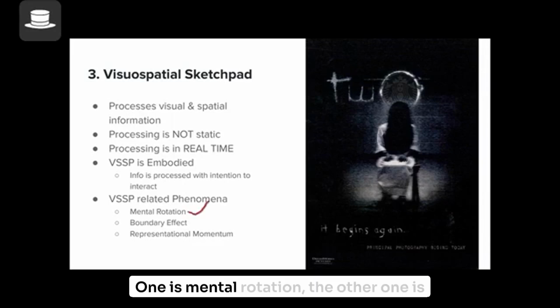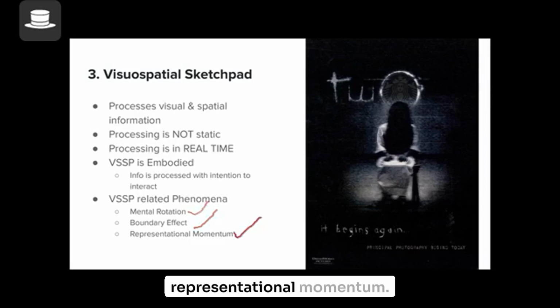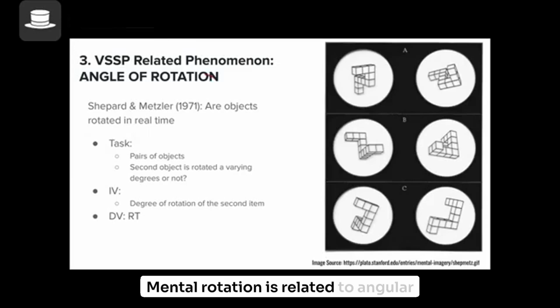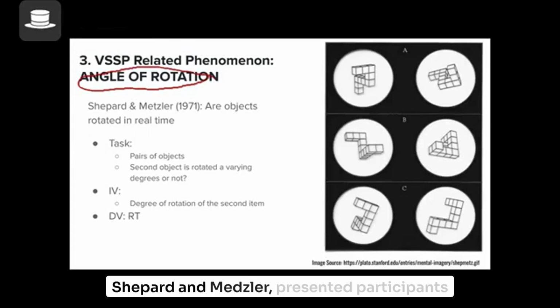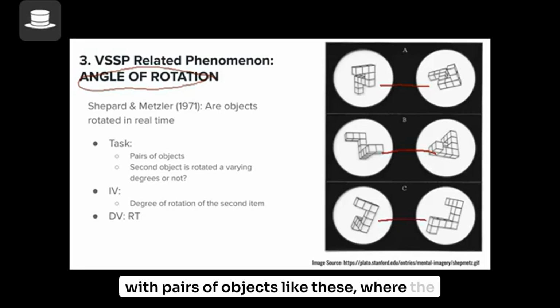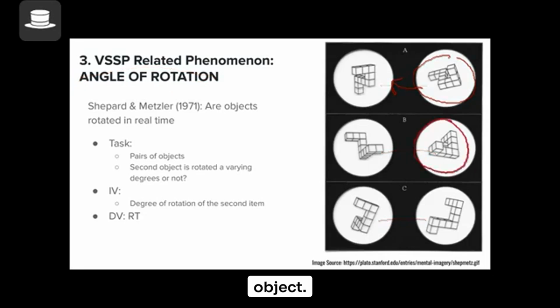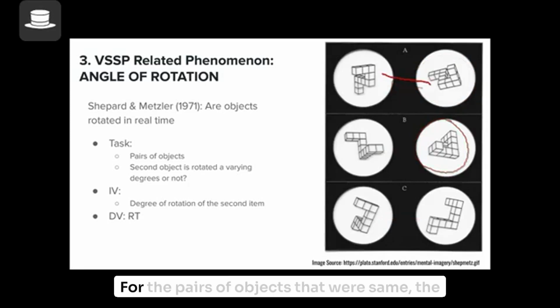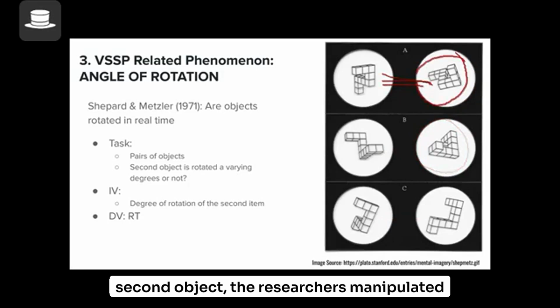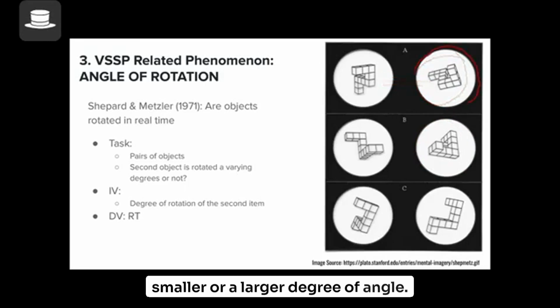One is mental rotation, the other one is boundary effect, and the third one is representational momentum. Mental rotation is related to angle of rotation. Shepard and Metzler presented participants with pairs of objects like these, where the second object is either a match of the first object or a different object. The participants have to say if it's the same object. For the pairs of objects that were same, the researchers manipulated the angle of rotation. So the second object is either rotated to a smaller or a longer degree of angle.